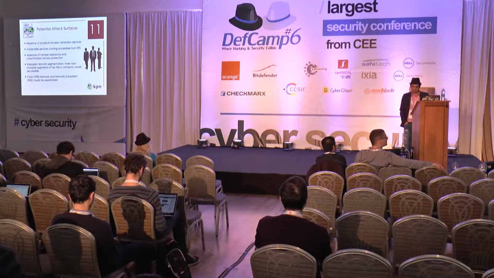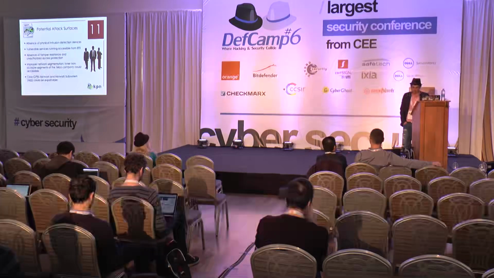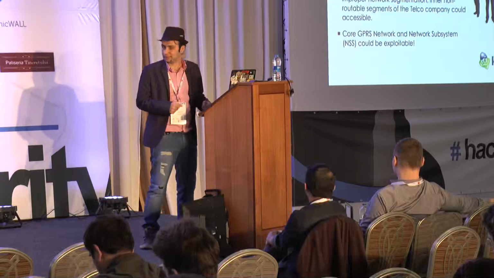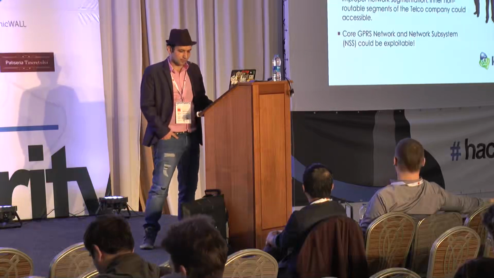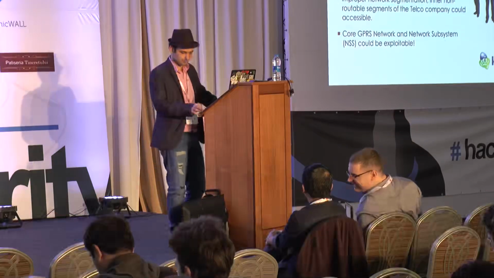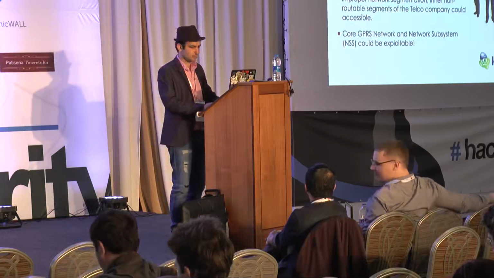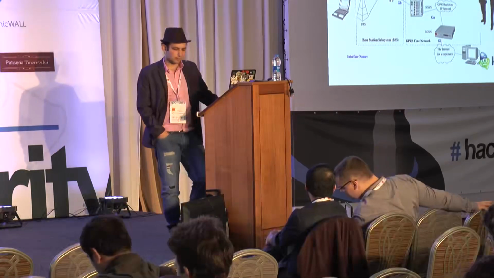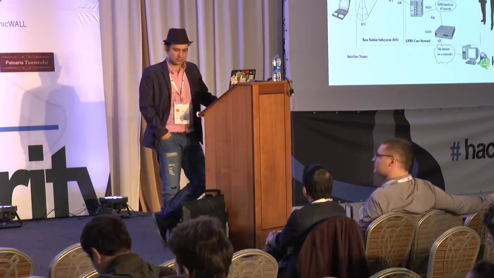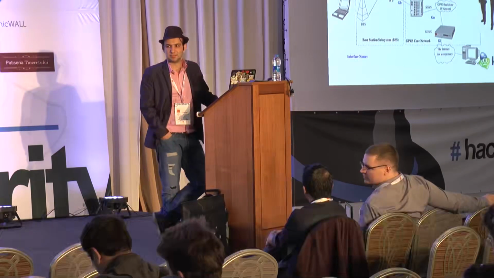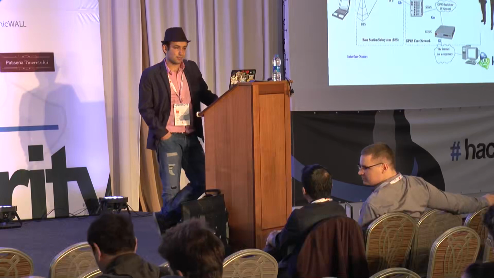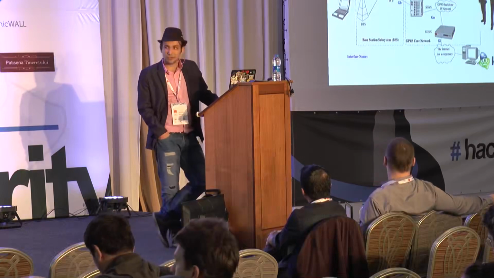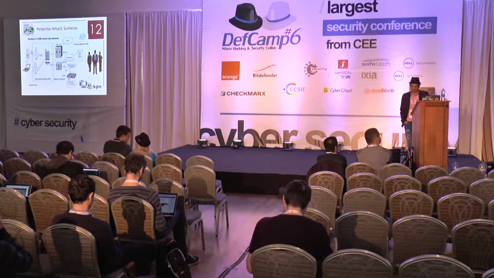And improper network segmentation: inner non-routable segments of the telco company were accessible during the time I was performing the research. And the core GPRS network and network subsystem could be exploitable. Since base stations are one of the outermost GSM network components, we would like to see whether it is possible to attack other inner components that store juicy information such as the authentication center, home location register, and visitor location register. If you ever perform a similar assessment, you would be surprised where you can get in a GSM network from the radio stations, especially if the segmentation is not correctly implemented.